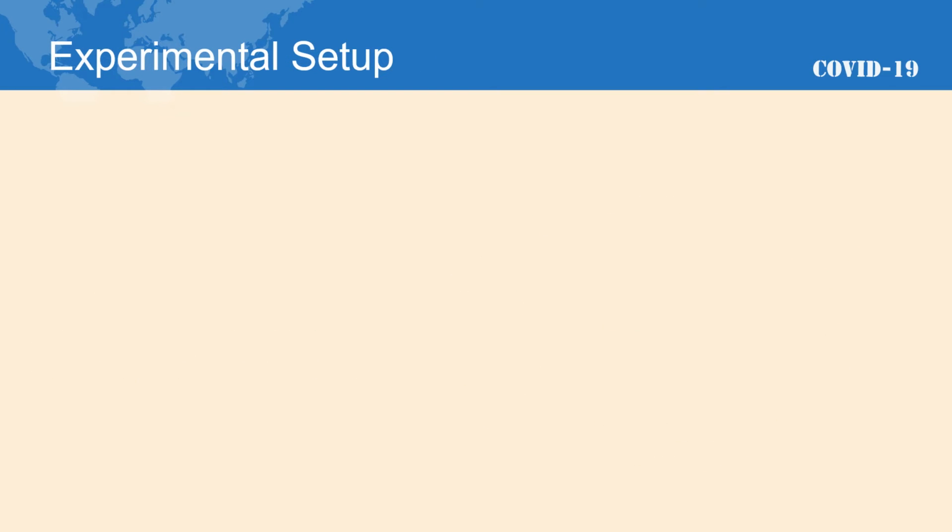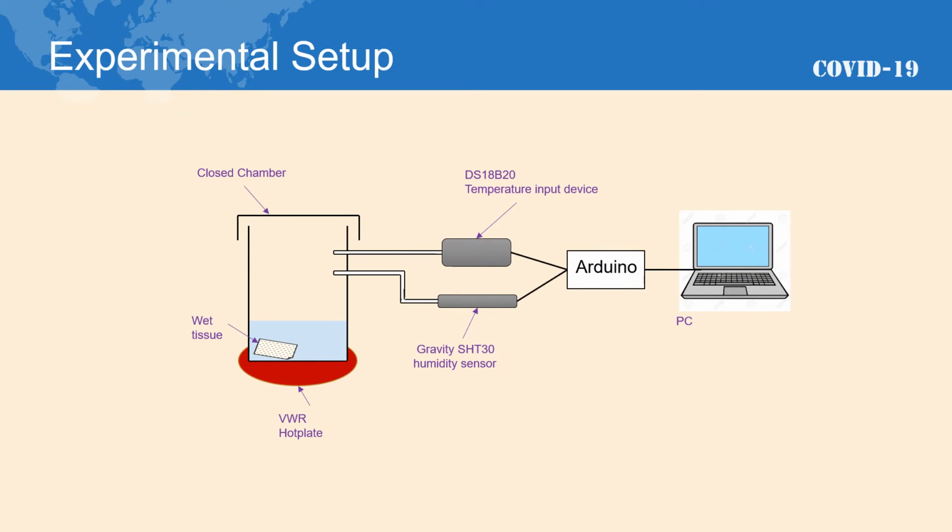Moving on to the experimental setup, we're going to explain the equipment that we're using in this experiment. So first, we're going to need a closed chamber where the experiment and all measurements are going to be taken. Next, we're going to need a wet tissue that can absorb the water well. Third, we're going to need a heat source to increase the temperature, and that's going to be the VWR hot plate. We will also need the temperature and humidity sensors that are connected inside of the closed chamber, and we need them to be connected to an Arduino that can pass on the analyzed results to a computer where they will be saved as an Excel file.